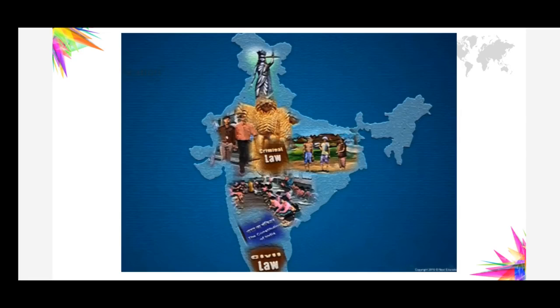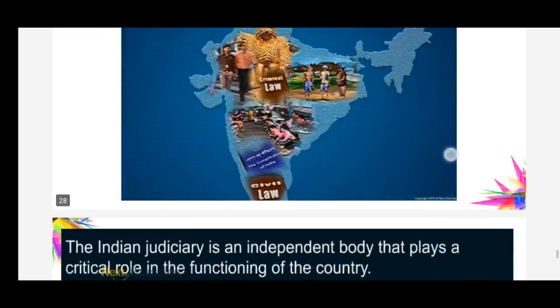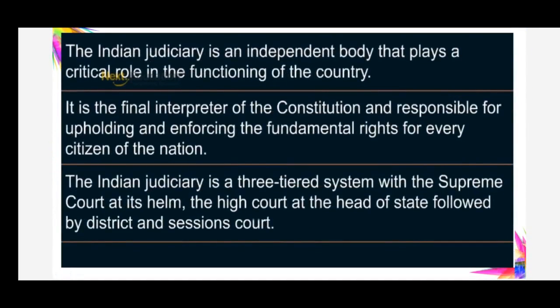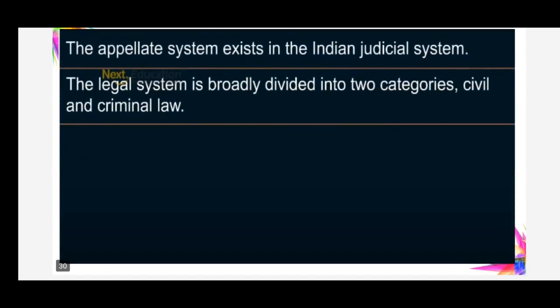Let's recollect what we have learned in this chapter. We have learned that the Indian judiciary is an independent body that plays a critical role in the functioning of the country. It is the final interpreter of the Constitution and is responsible for upholding and enforcing the fundamental rights of every citizen of the nation. The Indian judiciary is a three-tiered system with the Supreme Court at its head, the High Court at the head of the state, followed by the District and Sessions Court. The appellate system exists in the Indian judicial system. The legal system is broadly divided into two categories, that is civil and criminal law.